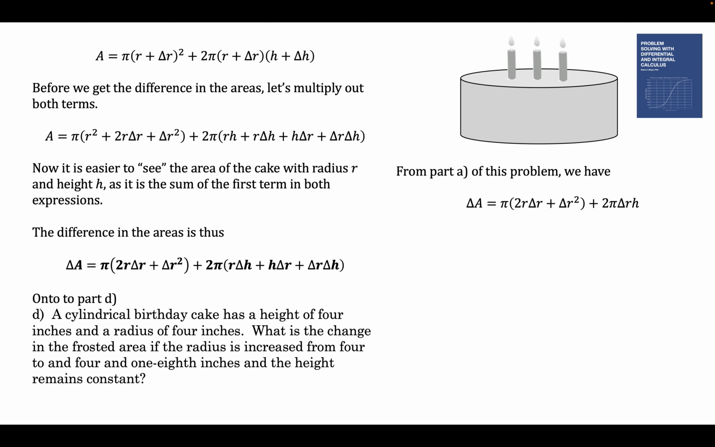So we have an expression, part A. We could plug it in. We plug in 4 inches for r. We plug in 4 1/8 inch. We plug in 1/8 of an inch for delta r.